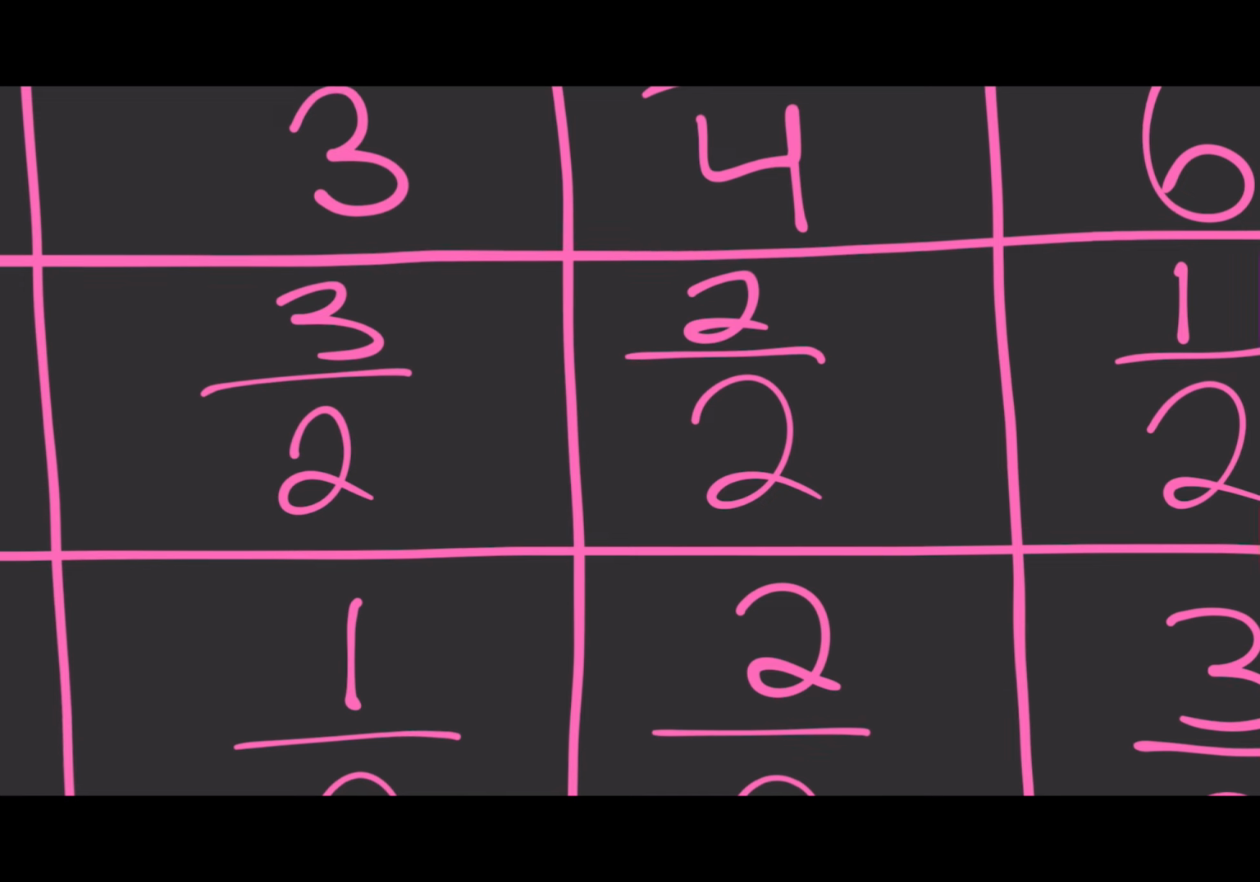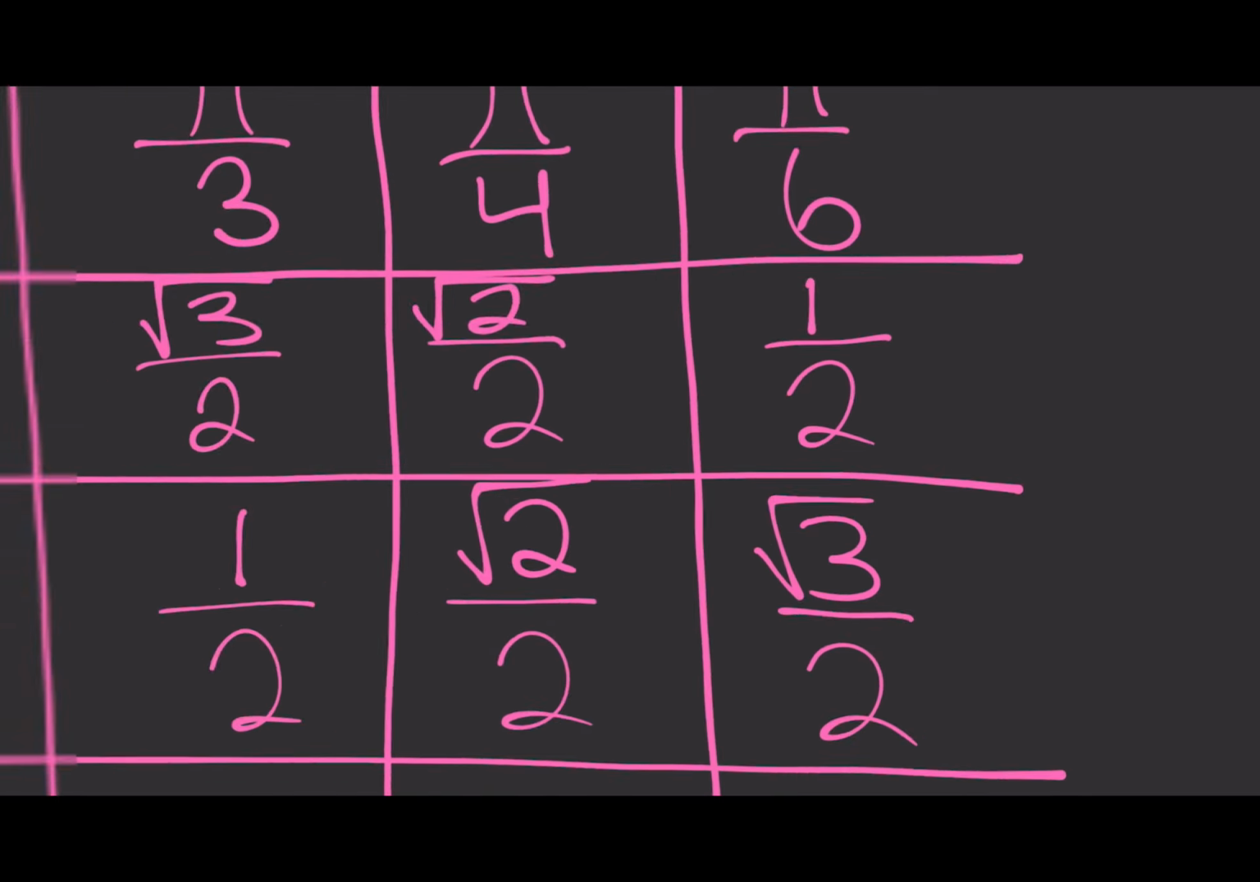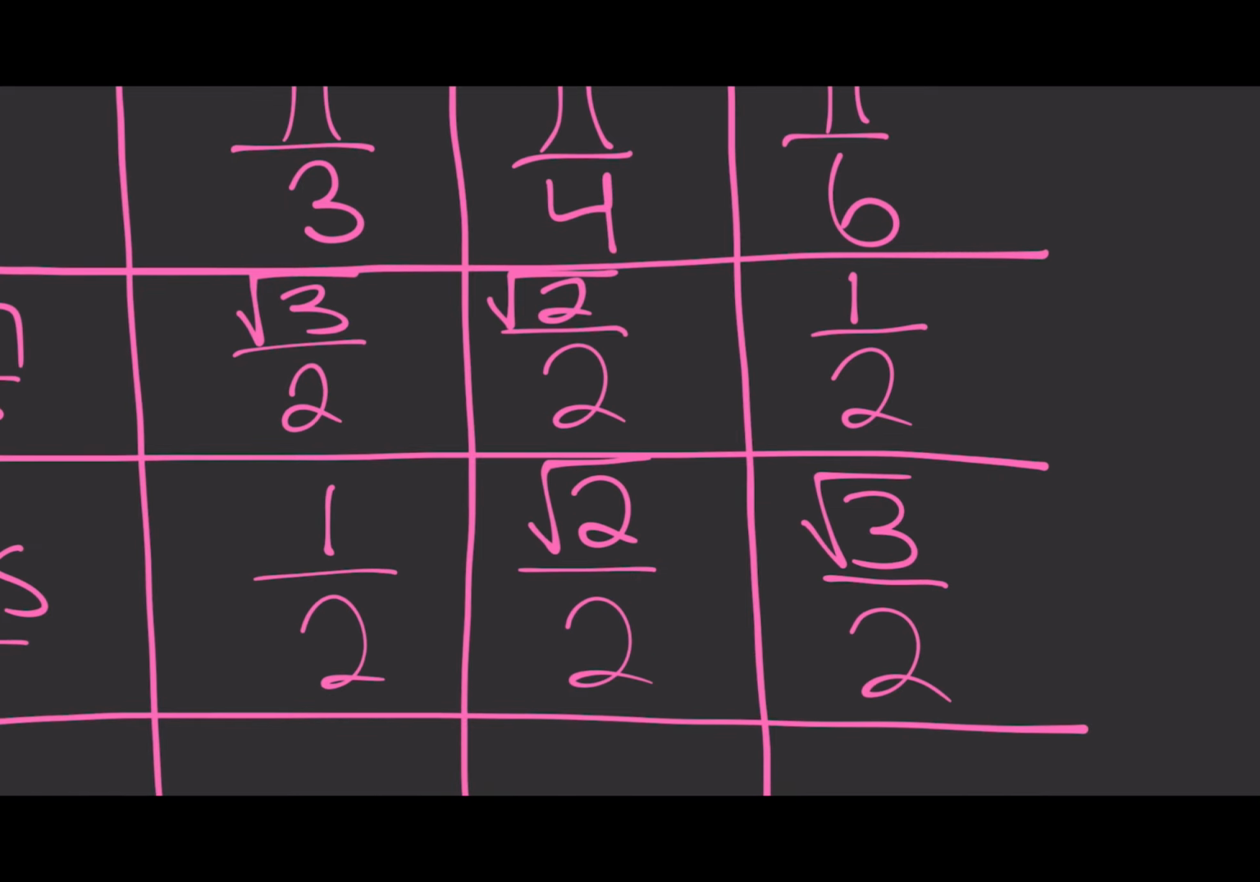Next, I'm just going to put everything under the radical. So 3 and 2, 2 and 3. The reason I don't put 1 under the radical is because the square root of 1 is just 1. So you just leave that out.